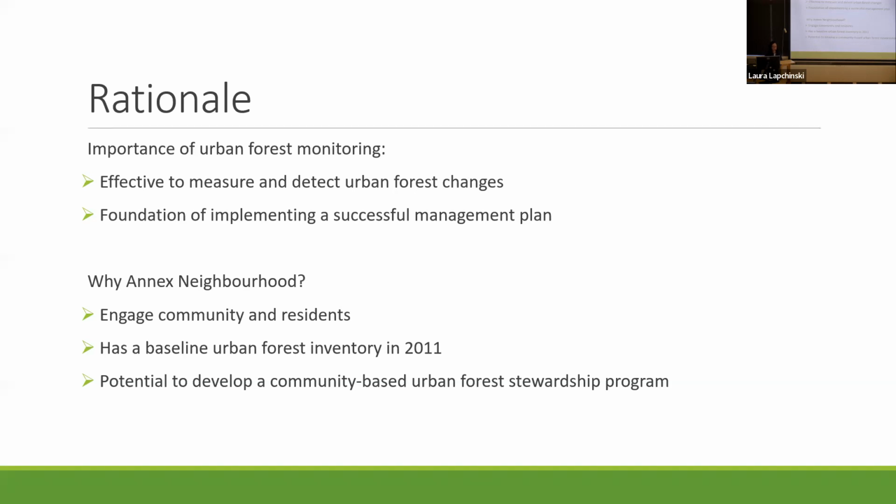In addition, the Annex neighborhood is chosen because the project can help engage the community and the residents as outlined in the city's strategic forest management plan. Also, the Annex conducted a baseline urban forest inventory back in 2011, so we can utilize such information plus the inventory data collected in 2022 to further develop a community-based urban forest stewardship program.